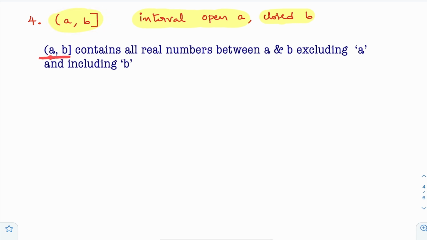You see here, how do you read it? The interval open A, closed B contains all the real numbers between A and B, excluding A and including B. See, excluding A. You can observe here at A, open bracket is there. Whenever open bracket is there, that is excluding A. Here, including B. I'll explain this on the number line.